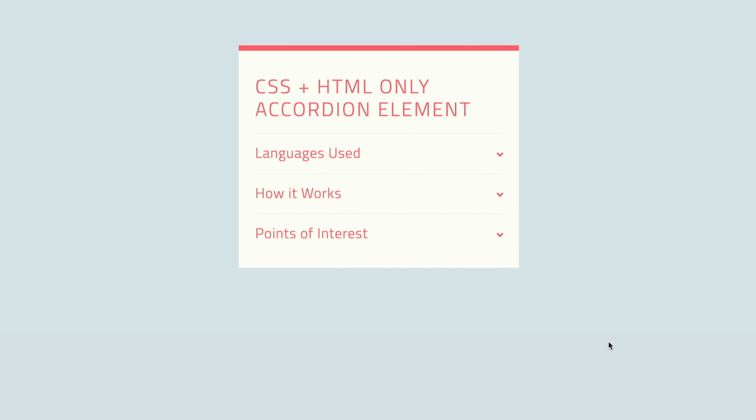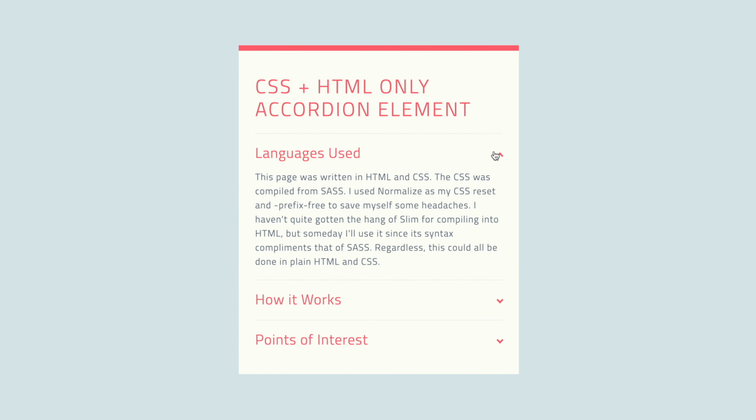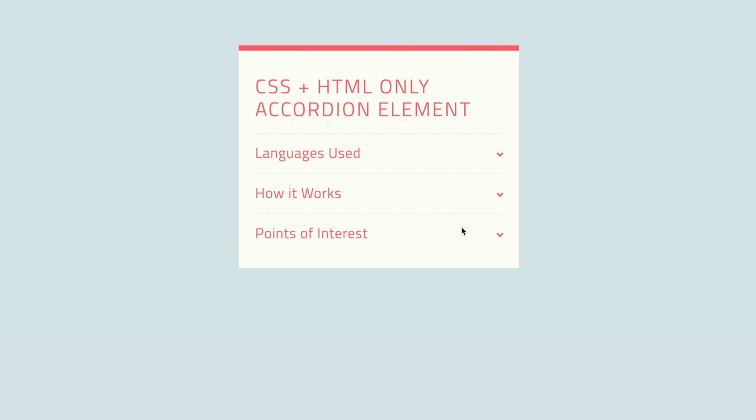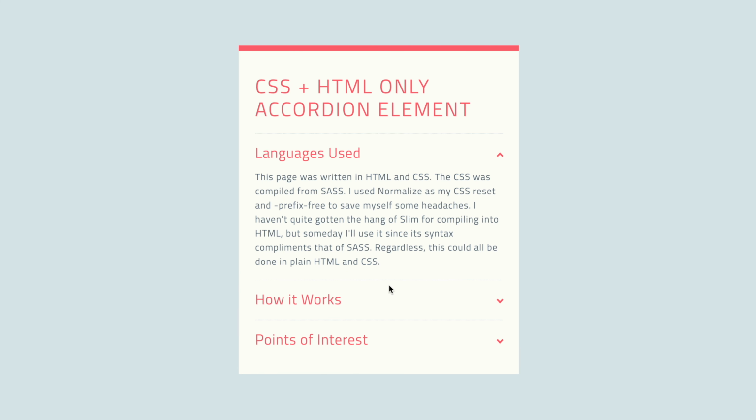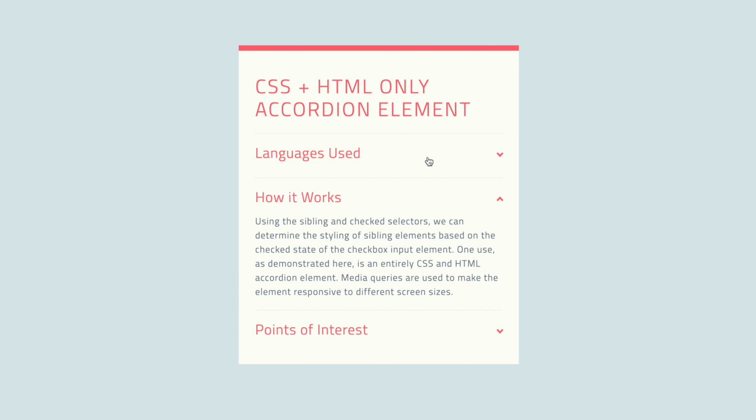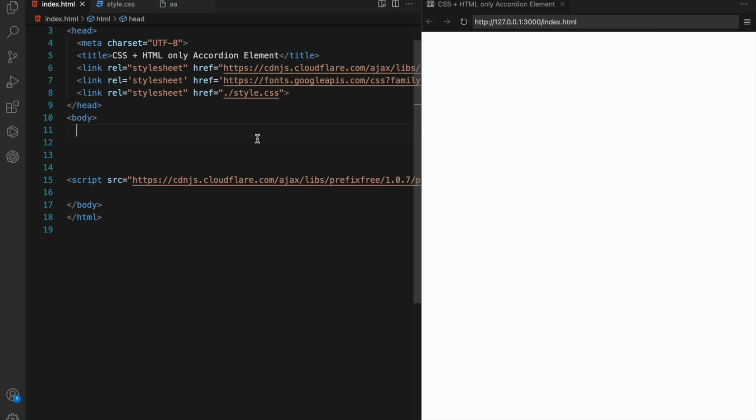Hey there! In this tutorial, I'm going to show you how to create an accordion element using just HTML and CSS. Accordions are a great way to organize and display information on your website, and with this simple technique, you'll be able to create one in no time. So, let's get started and learn how to create an accordion element using only HTML and CSS.